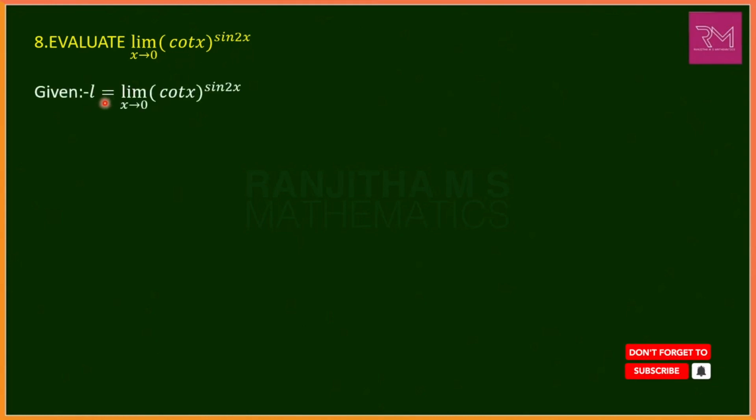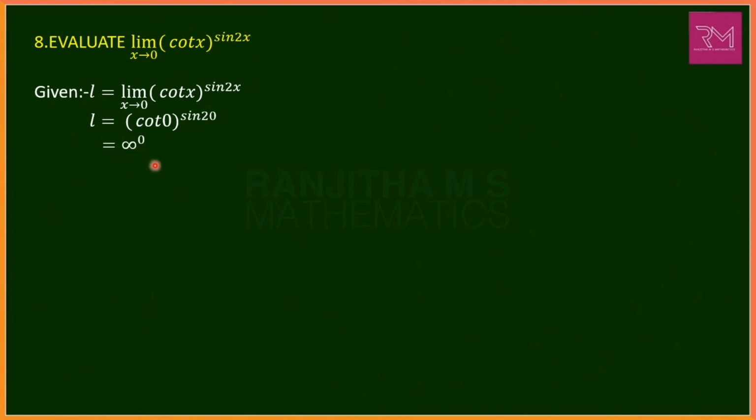Take the given problem, L is equal to limit as x tends to 0 of (cot x) whole power sin 2x. Substitute x value as 0, we get L equal to (cot 0) whole power sin(2 into 0). We know that sin 0 is 0 and cot 0 is infinity. Hence we get L value as infinity power 0. This is another indeterminate form of the type infinity power 0.